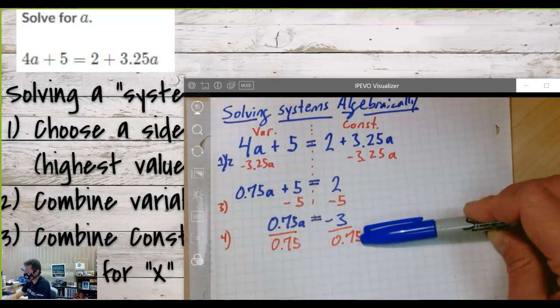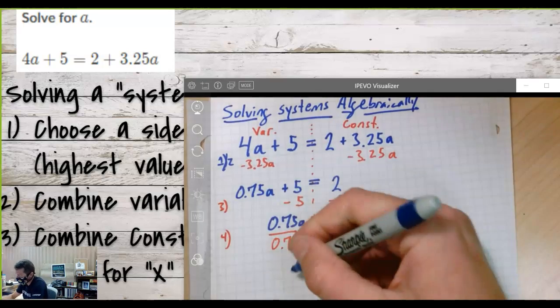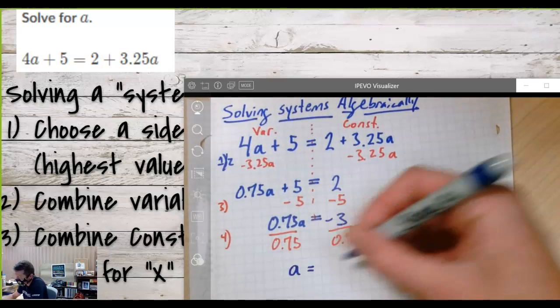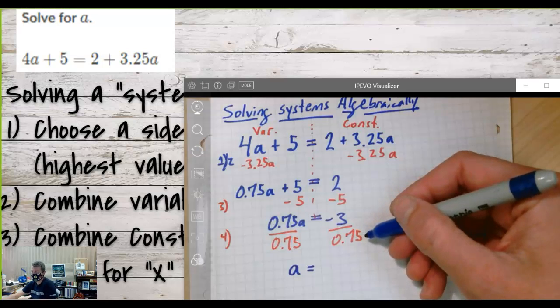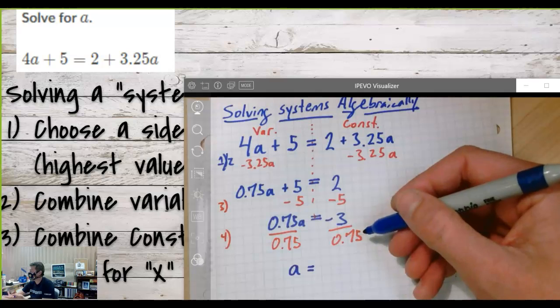So grab a calculator, or if you don't, we're going to have to utilize a friend who has a calculator on them. What is negative 3 divided by 0.75? You're on it? What do you mean, no? She beat you to it.